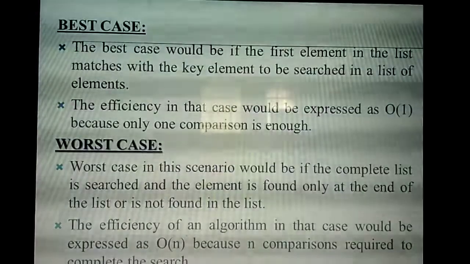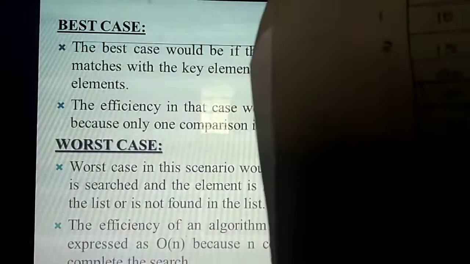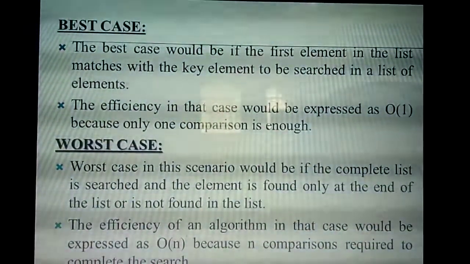Next is the worst case. What do I mean by worst case? I am searching for this element 30 all the way up to the nth place, but I have not found element 30 even at the nth place. So how many searches do I need? Up to n searches. That is called the worst case.